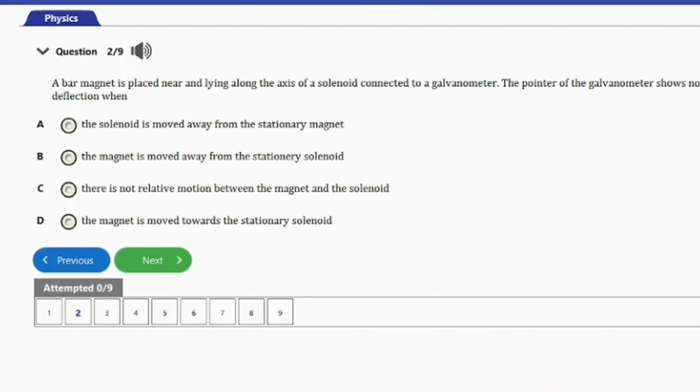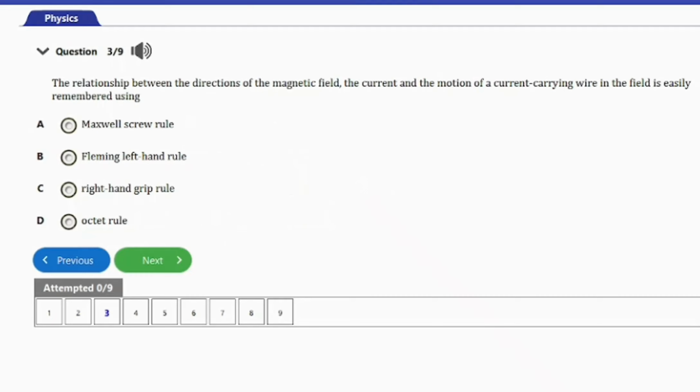So that's it for this question. Option C is the answer to this question. Let's go ahead and consider the next question, guys. So the next question here is question number 3. It says, the relationship between the directions of the magnetic field, the current, and the motion of a current carrying wire in the field is easily remembered using A. Maxwell's screw rule, B. Fleming left-hand rule, C. right-hand grip rule, and D. octet rule. So guys, the answer to this question here is option B here, and that's the Fleming left-hand rule.